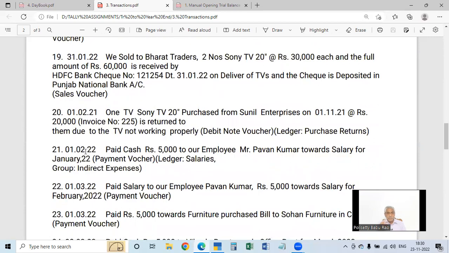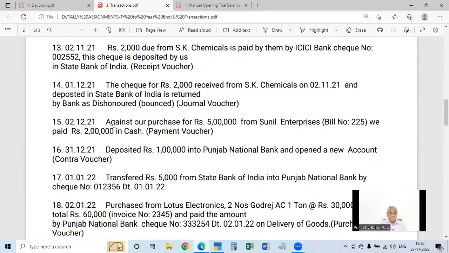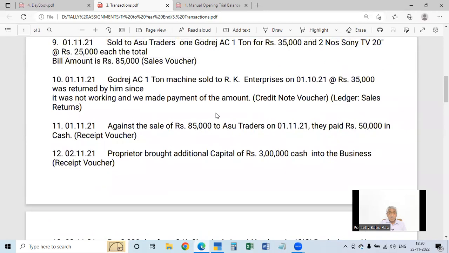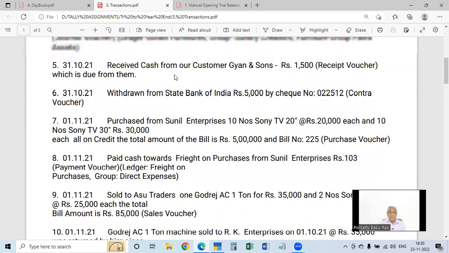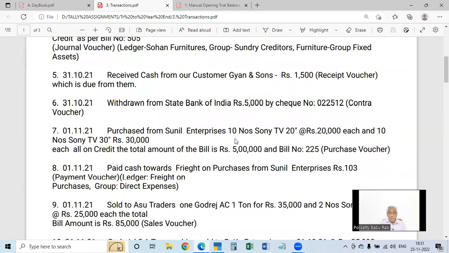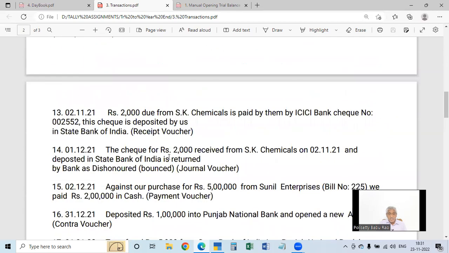Next, 1st February, one TV Sony 20 inches purchased from Sunil Enterprises. Here, see, we purchased 10 numbers 20 inches and 10 numbers 30 inches from Sunil Enterprises. It is for credit only, purchased on credit. The bill number is there. Out of that, goods purchased.